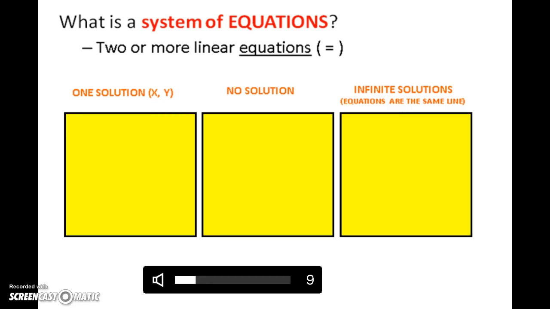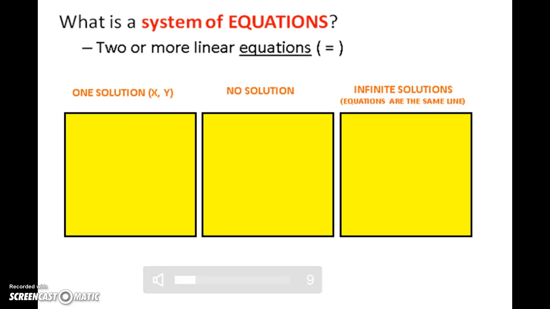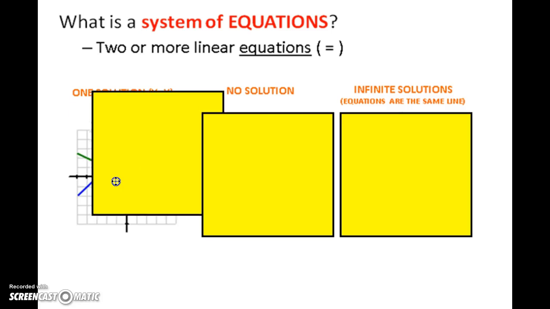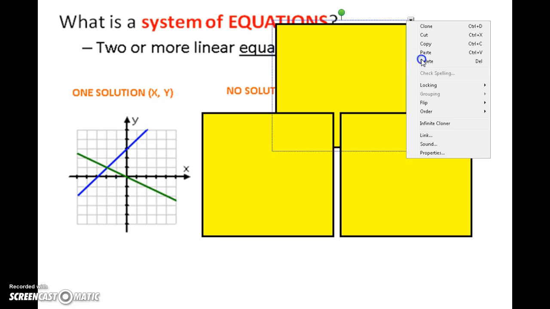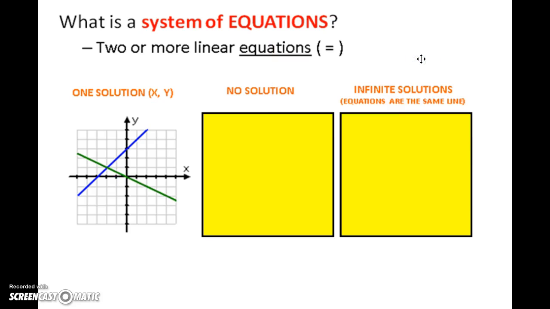So before we move on, we want to recall what is a system of equations. We know that's two or more linear equations, and these are including the equal sign, so these are not inequalities. So three types of systems of equations. The first, we have one solution. So when we have one solution to a system of equations, we're looking for that point of intersection, right? So where are both of those equal?